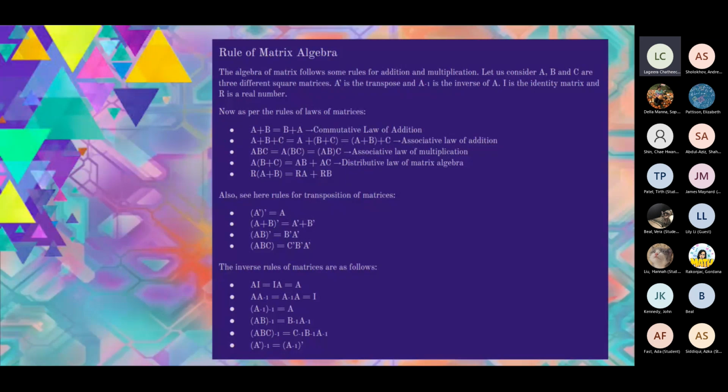We can also see below the transposition of a matrix. And below that, we can see the inverse rules of matrix, which are as follows.